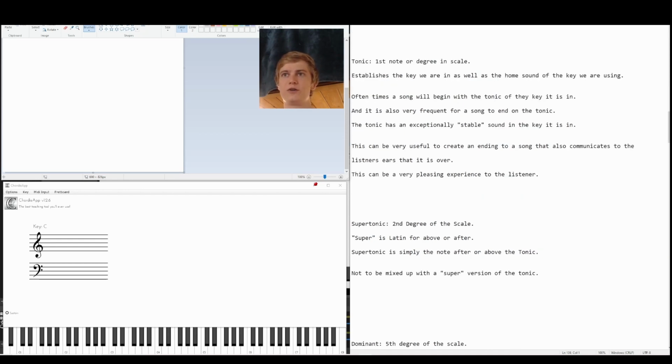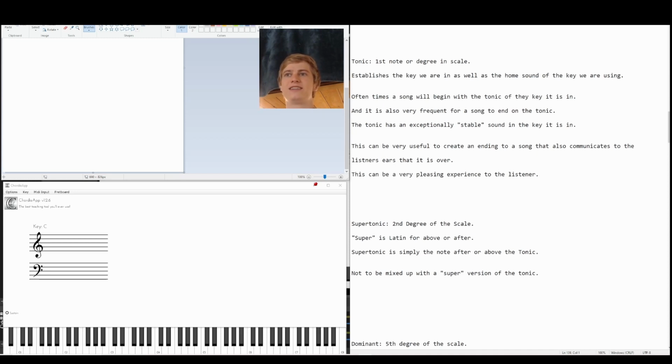So now I'm going to go over the scale degrees, and I'm not going to completely go in order. Okay, so first we have the tonic. The tonic is the first note or degree in the scale that we're using. This establishes the key that we're in, as well as the home sound of the key that we're using. So if we're in C major and we hear C, that's going to tell us, okay, that's the home note of the scale that we're using. So oftentimes a song will begin with the tonic of the key it is in. And it is also very frequent for a song to end on the tonic.